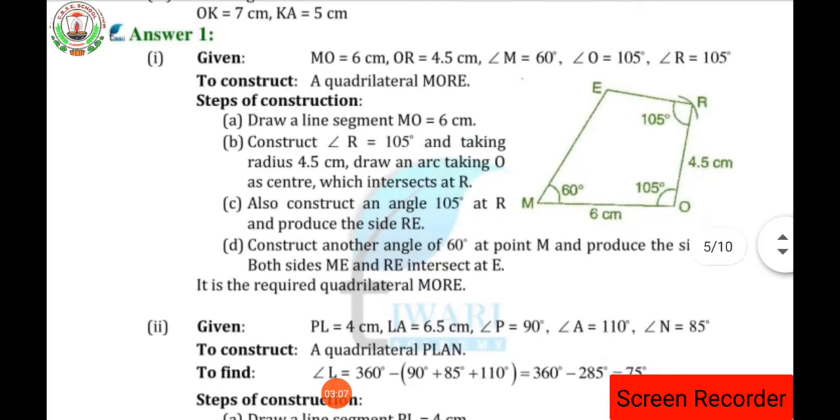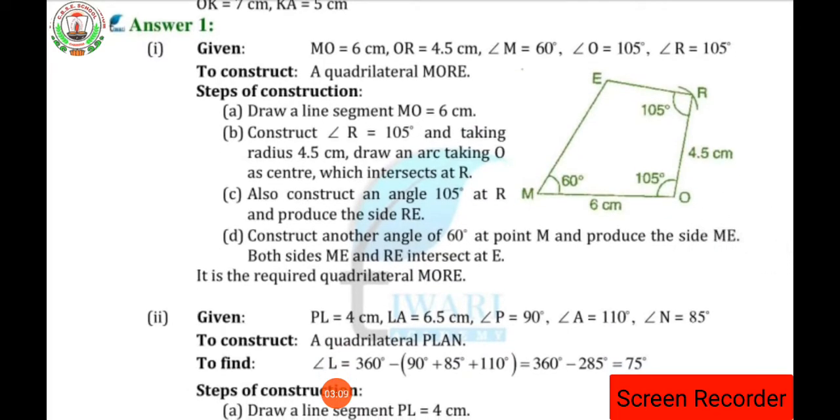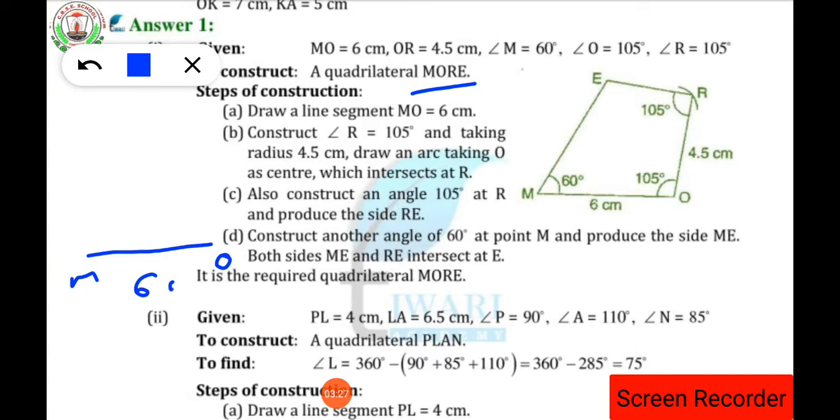So here is the solution for 1. Here what I said, the name of the quadrilateral is MORE. Now let's start the construction one by one. First what we have to do is draw a line segment MO of 6 centimeter with the help of our scale and pencil. You have to draw a straight line 6 centimeter with the help of a scale and a pencil. Name the end points of the line as M and O.